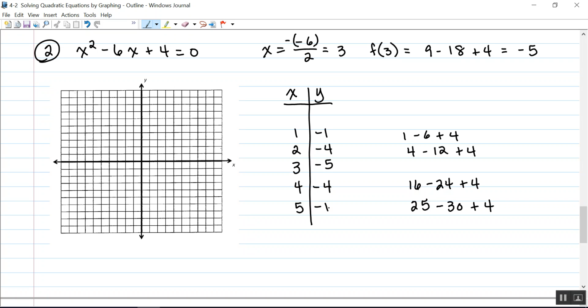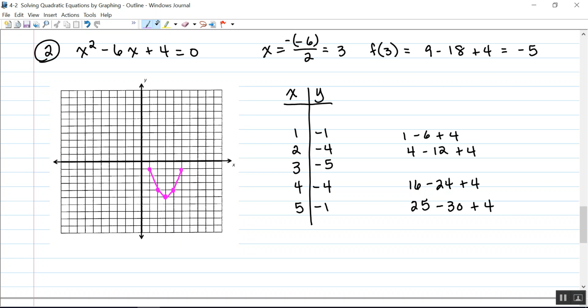Now I can see right now I have a little bit of a problem because all of my y values are negative. And in fact, let's go ahead and just graph that to see what it looks like here. So 3, negative 5, 2, negative 4, and 1, negative 1. Okay, so from my values, it's not crossing the x-axis yet.